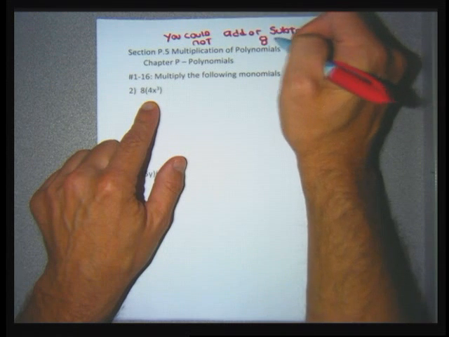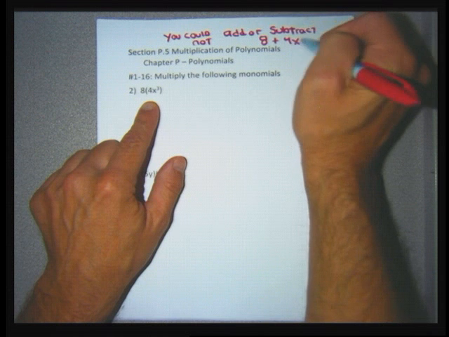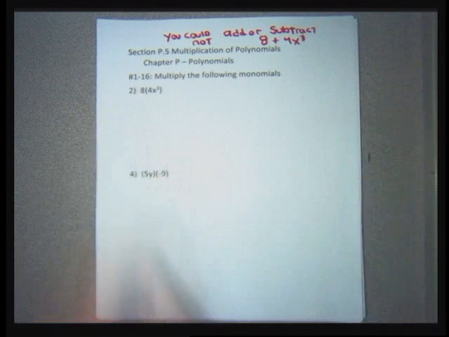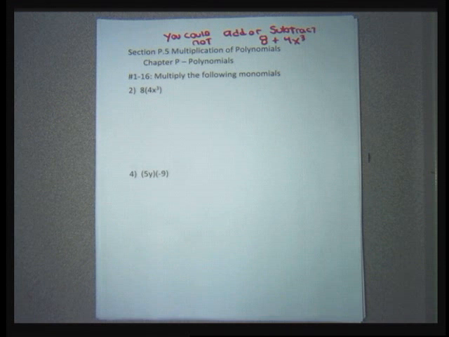In order to add or subtract, you have to have the same variables with the same exponent. But that requirement's dropped for multiplying. And for multiplying monomials together, we multiply the numbers together and we multiply the letters together. The letters we multiply by adding the exponents. The numbers we just do generic multiplication.